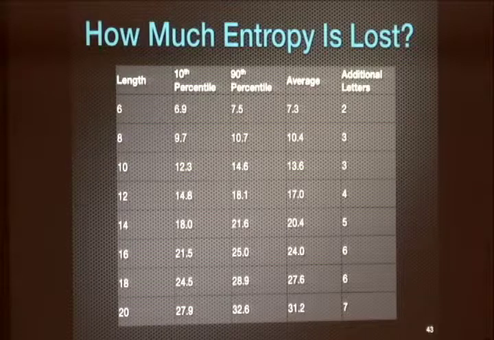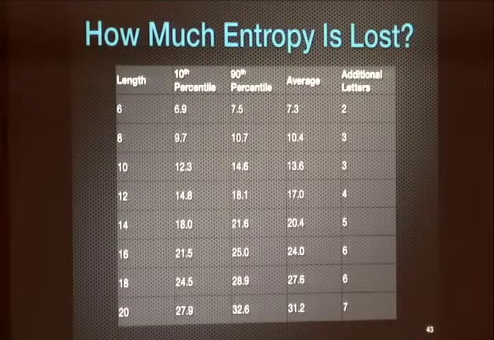So length again, left-hand side, ranging from 6 to 20, 10th percentile, 90th percentile, mean, and I should say this is entropy loss in bits. And then the last column is particularly interesting because it's how many additional lowercase letters would be needed to get back to that starting point of security. So essentially, we're losing some security by doing this permutation. How much do we need to add back with all lowercase letters, because that's the easiest thing for people to type on mobile keyboards, to get back to that starting point of security?